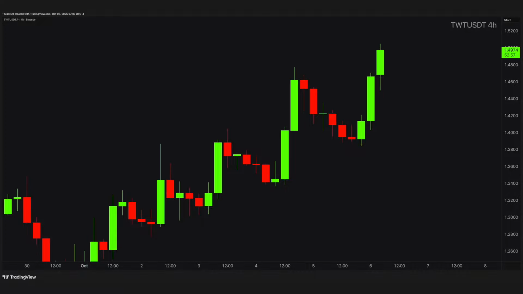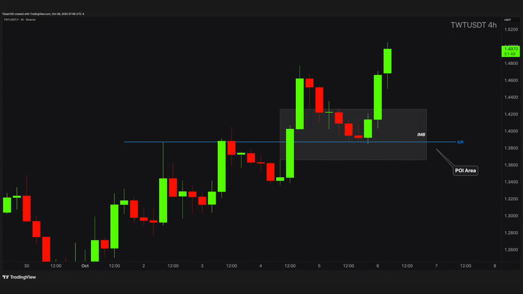Let's have a look at this example. Again, we have a clear POI area in the middle and a big crash into our entry zone. Then a swing failure pattern forms, followed by huge green candles breaking the structure by taking the highs. That's the moment sellers start to lose control fully and buyers take over. It is a clear sign of strong buyer momentum.